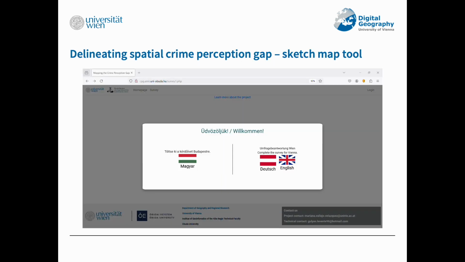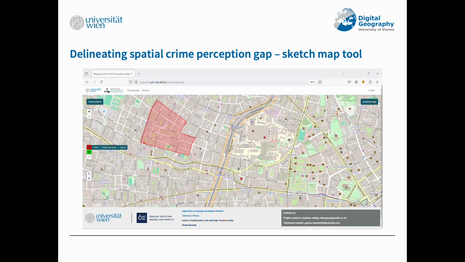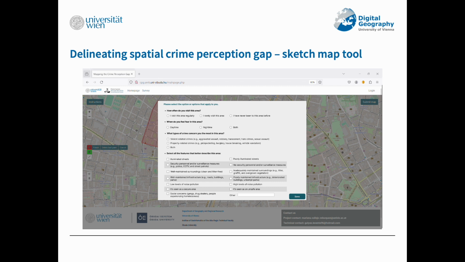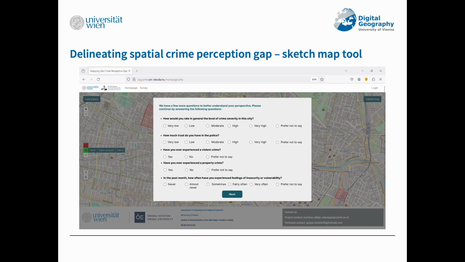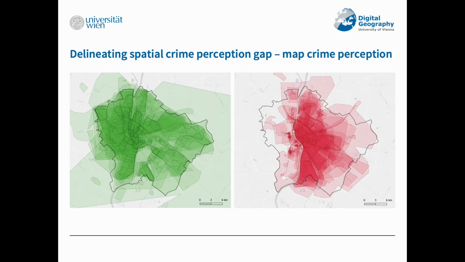To achieve this goal, we constructed a digital sketch map survey in Vienna and Budapest to delineate people's spatial crime perception gap and collected potential variables regarding their crime perception. In this survey, the participants are first asked to sketch their perceived safe and unsafe areas and daily route lines on an OpenStreetMap-based map. After they sketch each polygon, several questions pop up asking why they perceive these areas as safe or unsafe. Then the questionnaire follows with questions about the participants' individual information such as age, education, and economic status. We initiated the survey on November 27, 2023 and ended it on February 20, 2024.